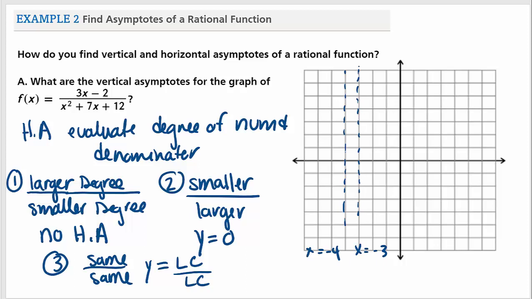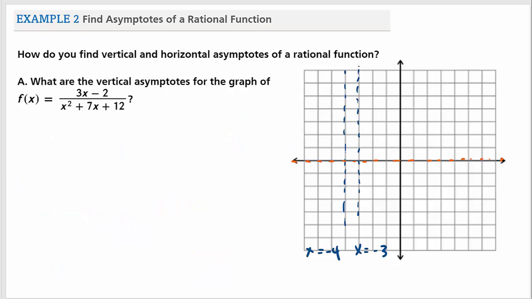So if we look at our question here, we look at the degree. The degree in the numerator is 1, and the degree in the denominator is 2. So that means that we're looking at this second situation. So our horizontal asymptote is going to be y is equal to 0. So I'm going to plot that. So now I have my horizontal and my vertical asymptotes. Make sure you write a note on all these 3 different scenarios, because I'm going to erase them.